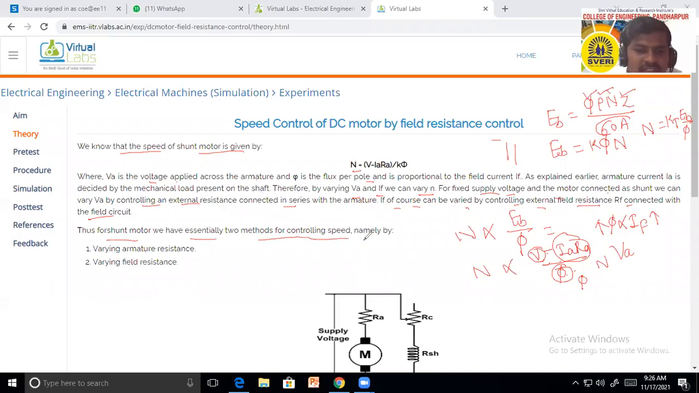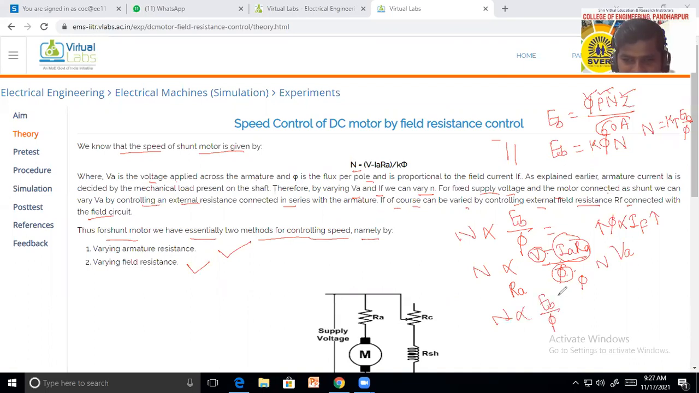For speed control of a shunt motor there are two methods for controlling the speed of a DC shunt motor. That is, by varying the armature resistance, which is nothing but inserting resistance Ra in series with the armature, and by varying the field resistance. We can control the speed because the equation becomes N is directly proportional to Eb divided by φ.